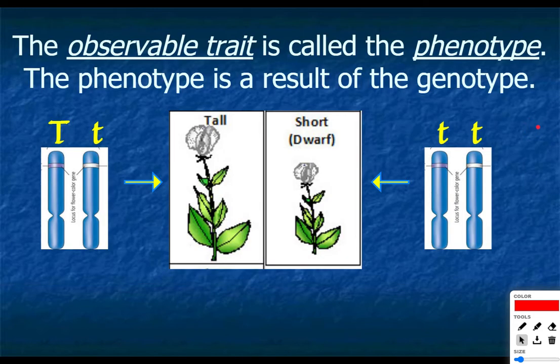The next thing we're going to talk about is an additional word called phenotype. Phenotype is the outward appearance of the organism. What trait actually shows up? We like to say phenotype is what you would see in a photograph. So if you look at a photograph of a plant, what do you see?